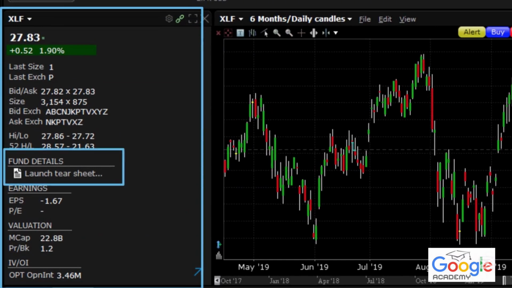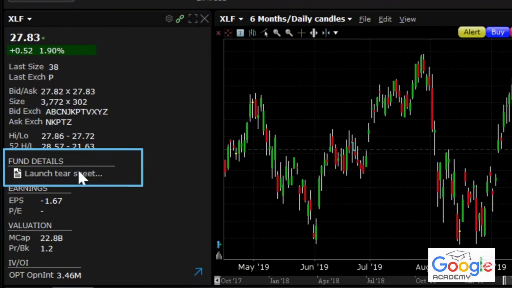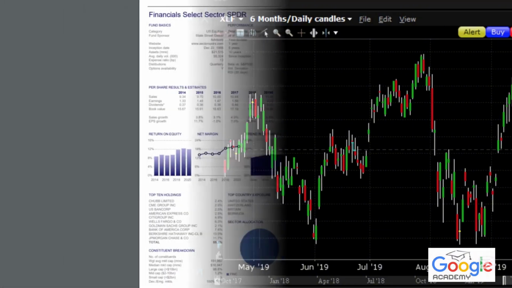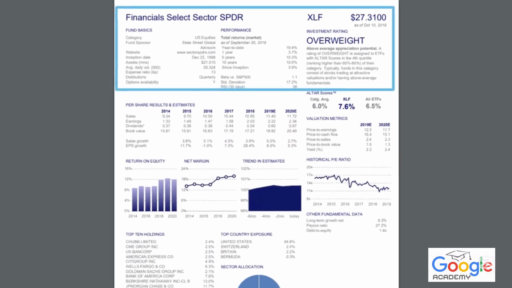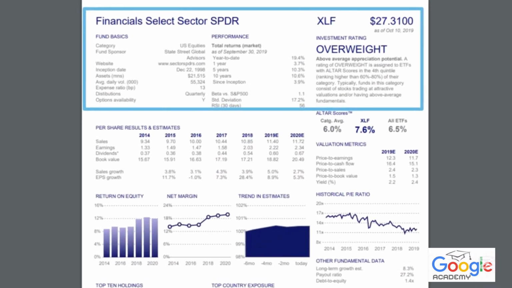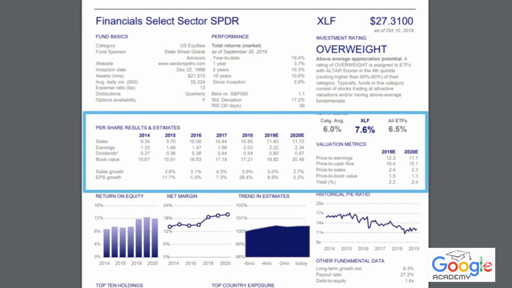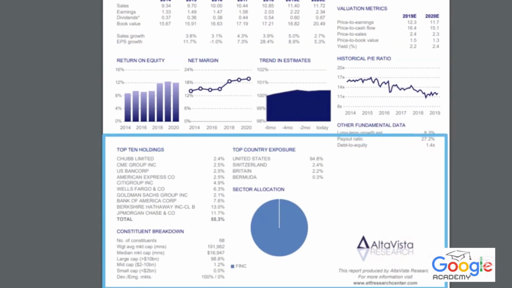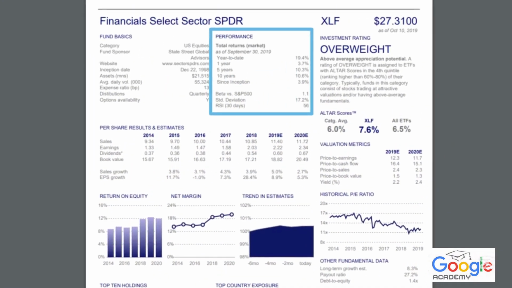Focus on the fund details and the link to the tear sheet. Click this link to open Alta Vista's snapshot data about the fund. There is a ton of useful information here, including fund basics, performance, investment rating, historical and projected sales, earnings and dividends, and valuation metrics. By scrolling down the page, you will also see key metrics in chart format, as well as top 10 holdings and country exposure.